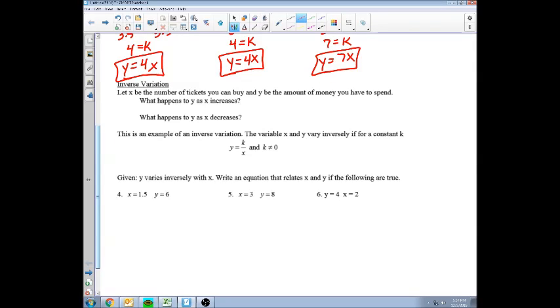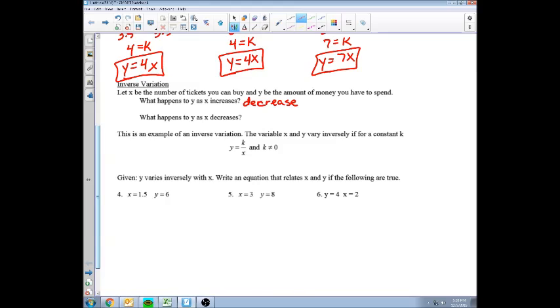So, inverse variation. If that was direct variation, where they go in the same direction, inverse variation, if we just think about it a little bit, is probably going to go in the opposite direction. But let's take a look. Let x be the number of tickets you can buy, and y be the amount of money you have to spend. What happens to the amount of money you have to spend if you buy more tickets? Well, obviously, you're going to have less money to spend. So as the number of tickets goes up, the amount of money I have left over goes down.